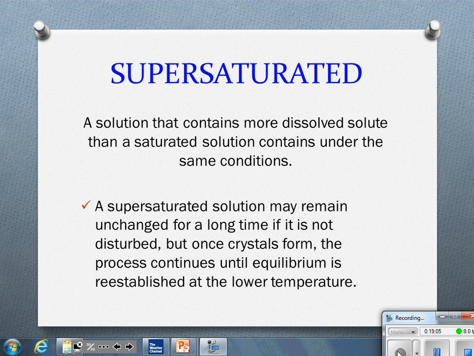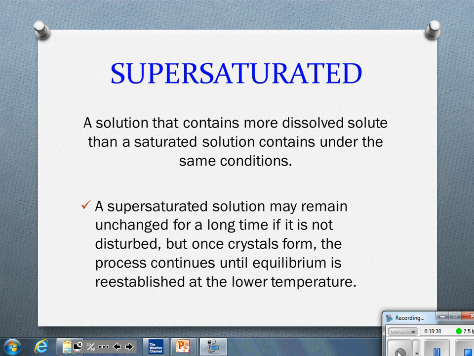What's wrong with that statement? Anybody see what's wrong with that statement? What's a saturated solution? Saturated has the maximum amount, but yet the supersaturated has more? How can you have more than the maximum? That's the problem, right? How can you have more than the maximum?